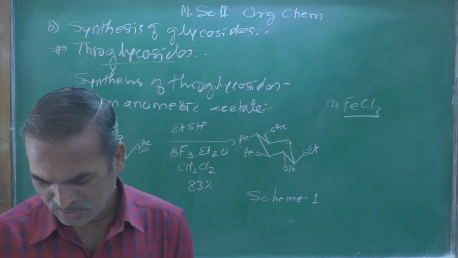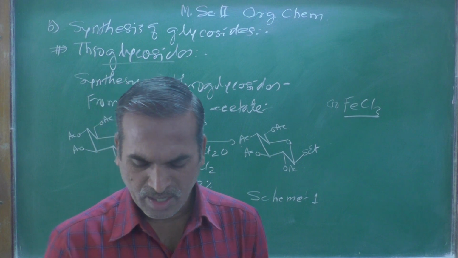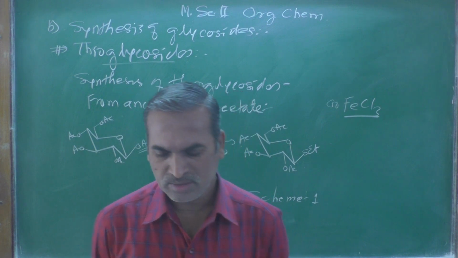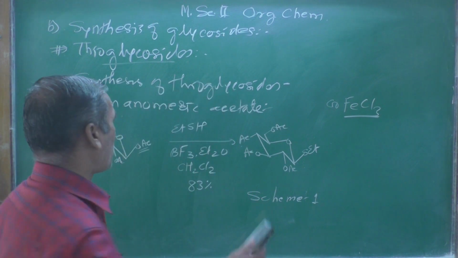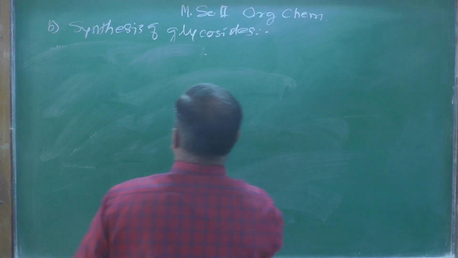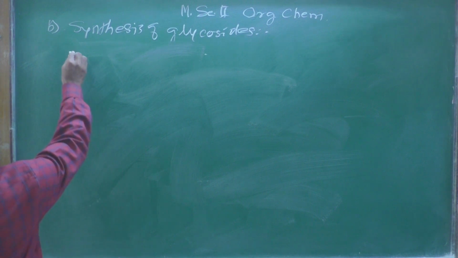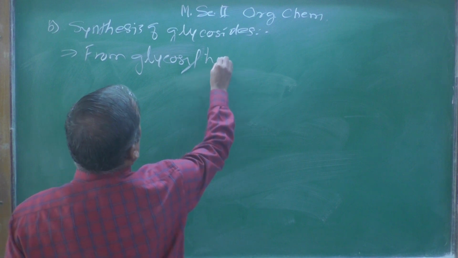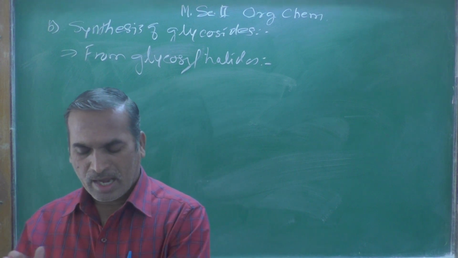So, how is it obtained? Thioglycosides are represented here. RSH is called a mercaptan, which may sometimes be an aryl or alkyl thiol, from glycosyl halides. Now we are talking about glycosyl halides. Let us see here how we can obtain thioglycosides from glycosyl halides.